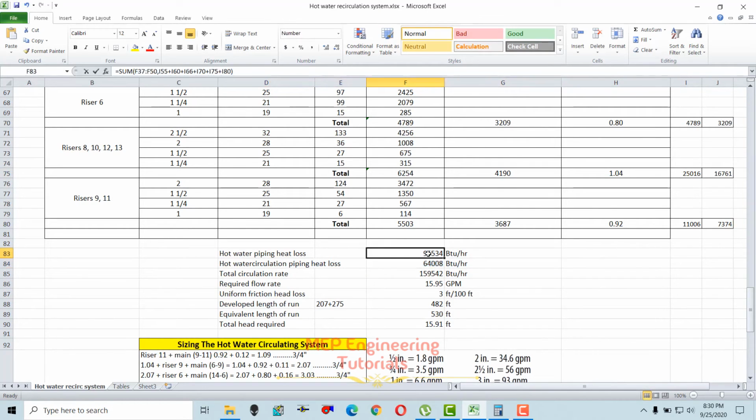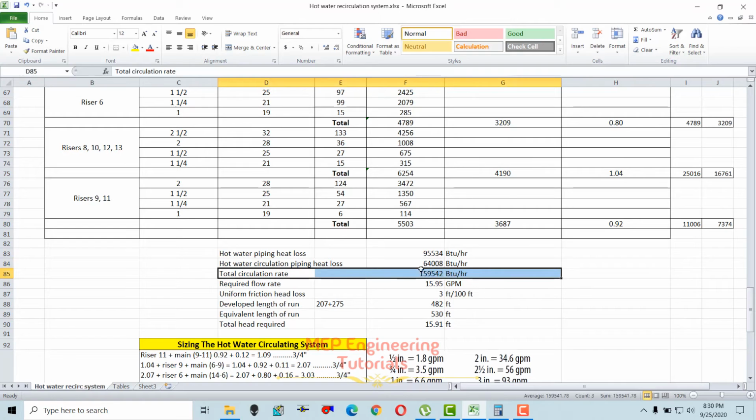If you sum up the hot water piping heat losses, it's around 95,534 BTUs per hour, and if you check the recirculation losses, this one is around 64,000 BTUs per hour. Hot water recirculation piping loss is 64,000. So the total will be the sum of both hot water piping plus hot water recirculation piping, that is 159,542, almost 160,000 BTUs per hour.